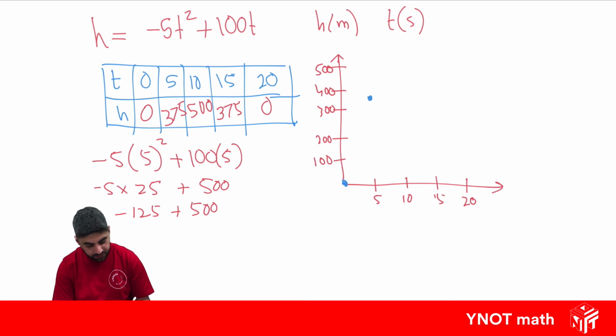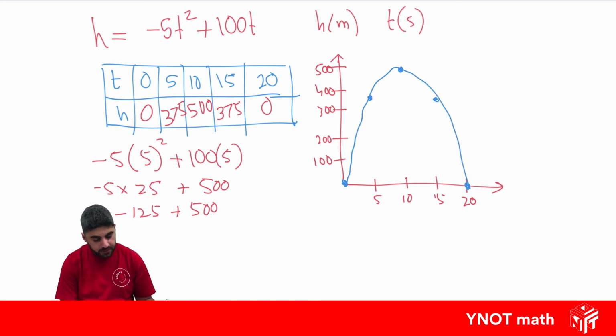We've got 10, 500, which might be about there. 15, 375, which is about there. And 20 and 0, which is about there. And hopefully you can see that, yeah, that does form a parabola with a maximum turning point.